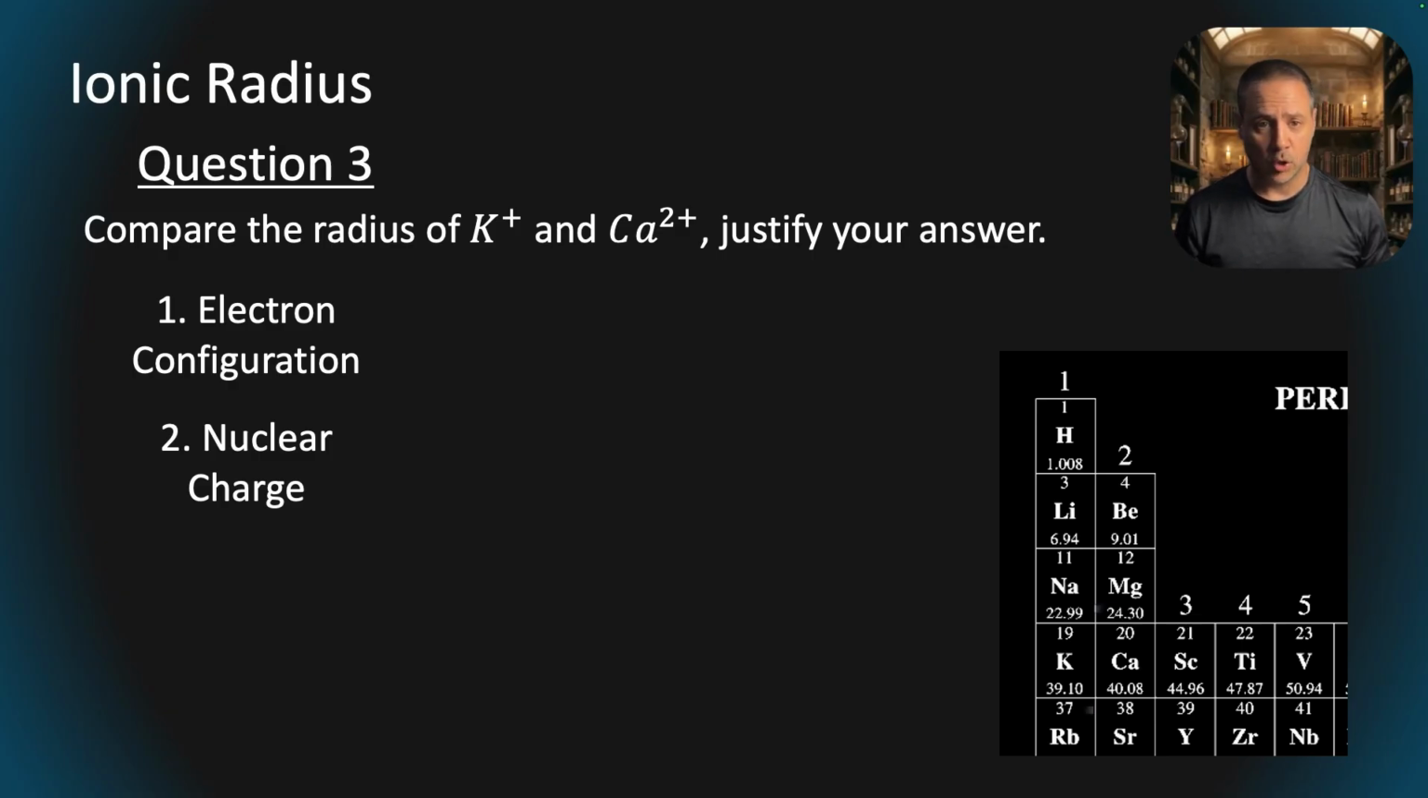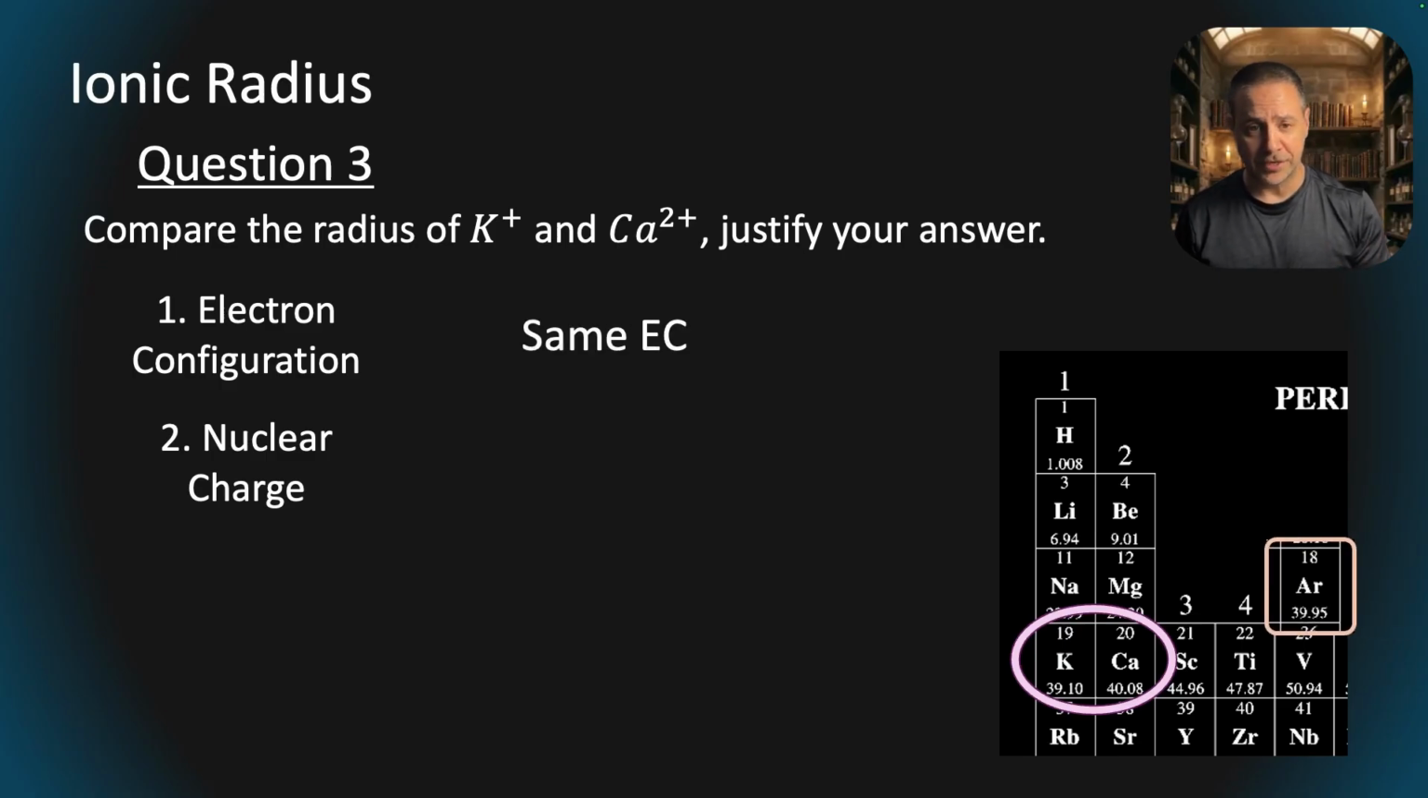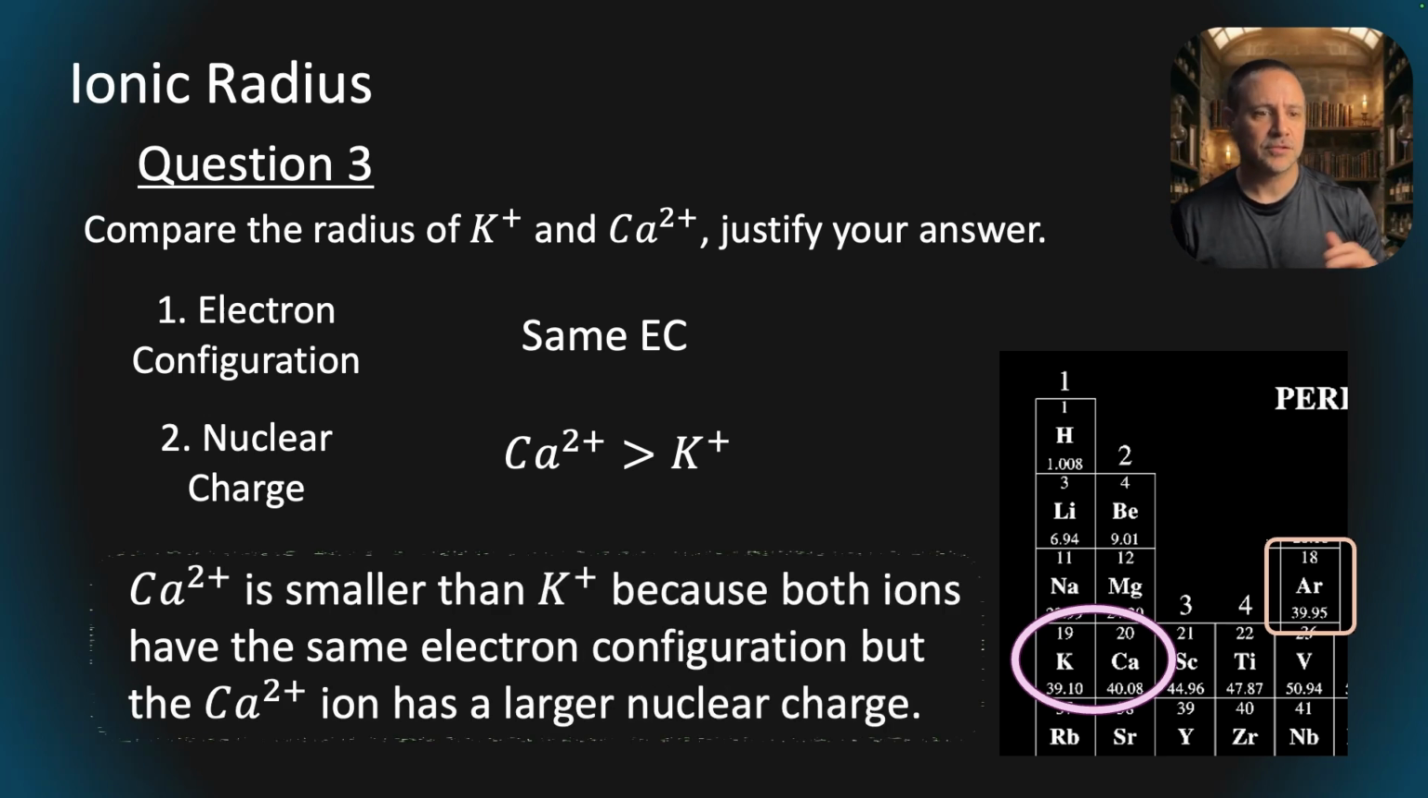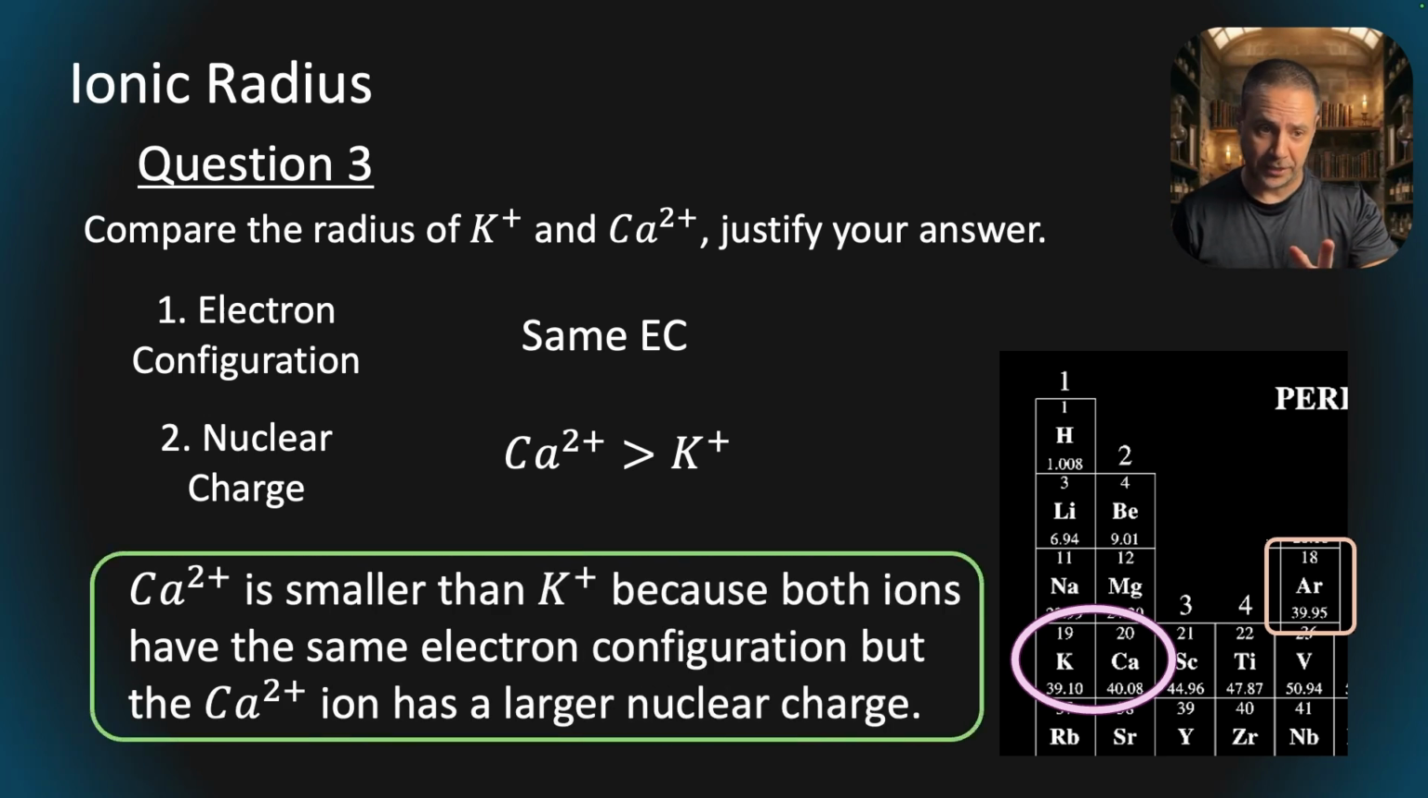Calcium and potassium are here on the periodic table. Since these are group 1 and 2 metals, they're going to empty out their valence shell and become cations. When they do this, they're going to have the same electron configuration as argon, so their electron configuration will be the same. However, the atomic number for calcium is higher, 20 versus 19 for the potassium. Calcium is smaller because of both aspects. They have the same electron configuration, but calcium has the higher nuclear charge.